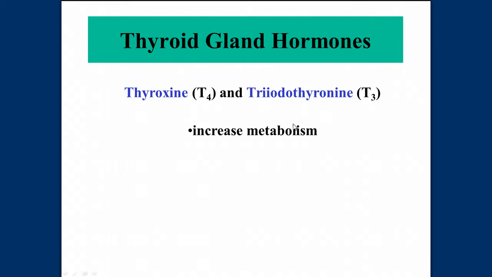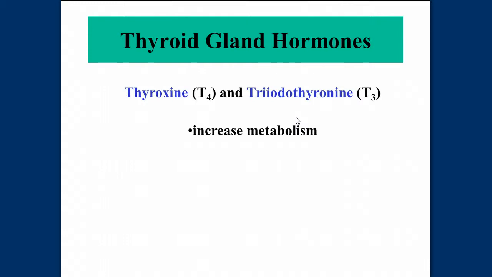thyroxine and triiodothyronine. Now I see iodine in that word. That's one of the main components of these two hormones, iodine. So you have to have iodine in your diet to help to produce these two particular hormones.